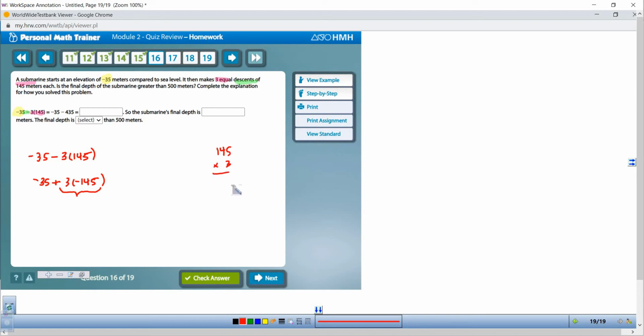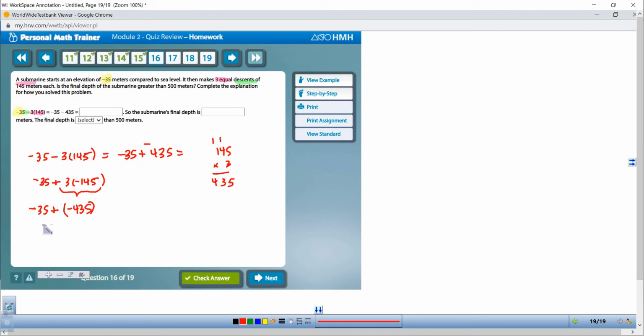All right, so 3 times 5 is 15. I'm going to carry the 1. 3 times 4 is 12, plus 1 is 13. I'm going to carry the 1. 3 times 1 is 3, plus 1 is 4. So we get 435. So if we go up to the way they did it, it's going to be negative 35 minus 435. If we do it the way I did it, it's going to be negative 35 plus a negative 435. Either way, we're going to end up doing the same thing because subtracting a positive is the same as adding a negative.